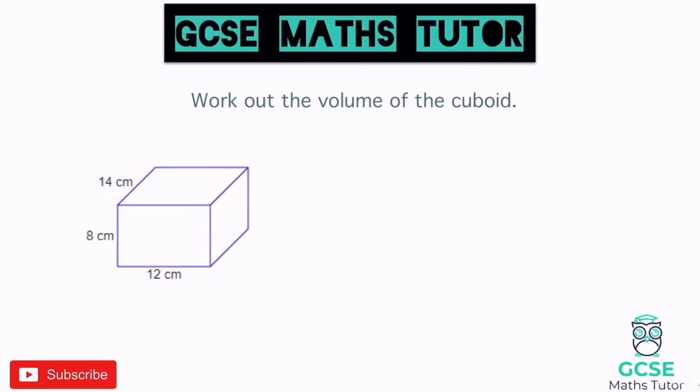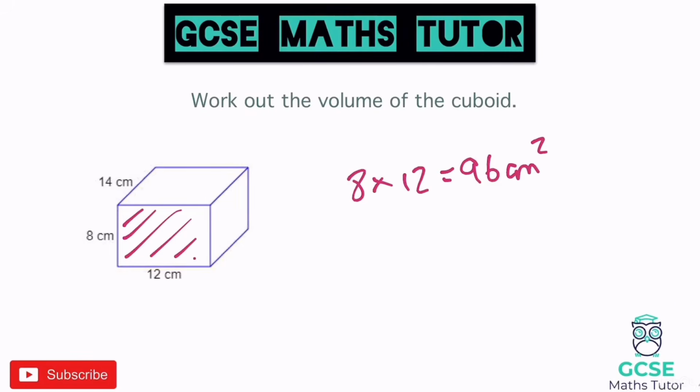Working out the volume of a cuboid is quite nice and simple. I do like to do it in a particular way though, just so it's the same for all of these shapes where we have a constant cross section. So this cross section, I'm going to have a look at this front face just here. I'm first going to just work out the area of that, which is 8 times 12. So 8 times 12 gives me 96, and that is the area of the cross section, 96 centimetres squared.